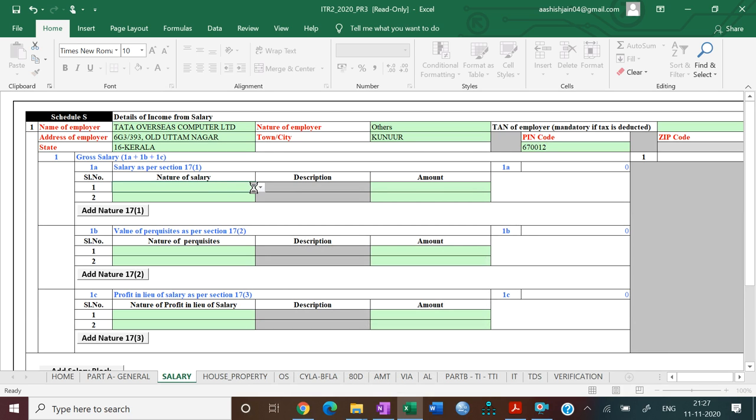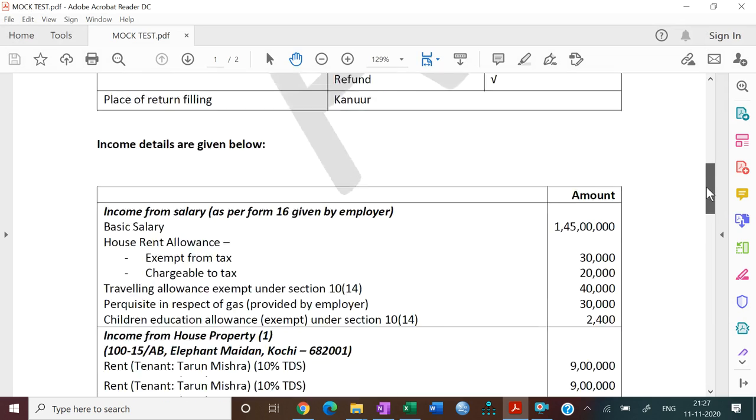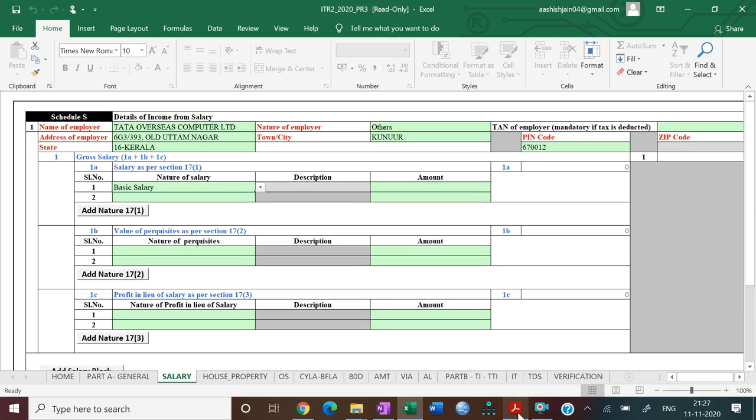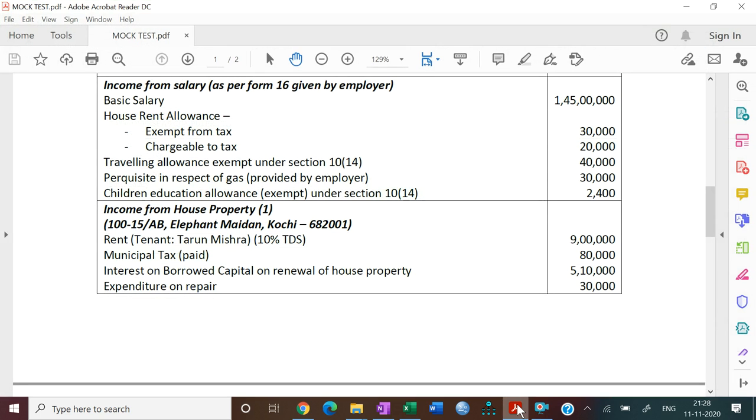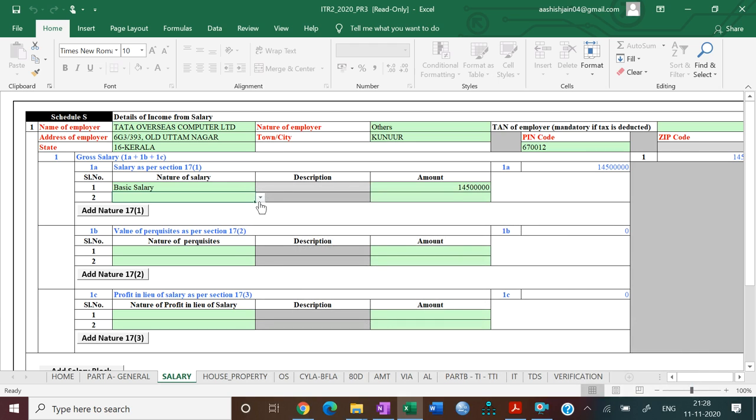Now let's come to the part of salary. First one is basic salary, amounting rupees 1 crore 45 lakh. Next one is, now we have to put the amount received by SSE as house rent allowance, so that will be 50,000. House rent allowance amounting rupees 50,000, that is the summation of exempt and taxable amount.